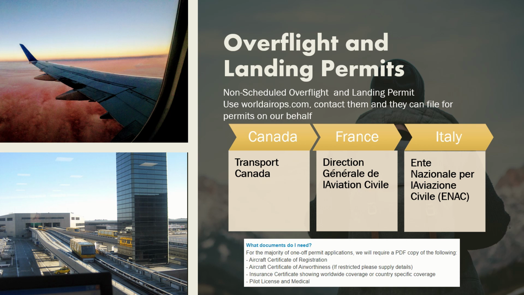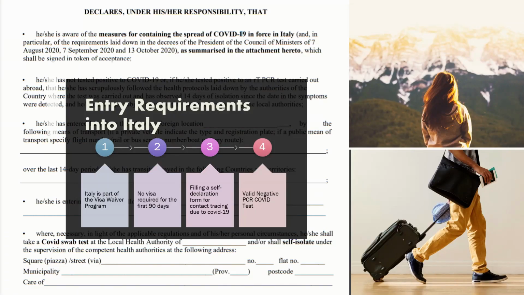We'll be filing for non-scheduled permits, and the requirements for this include the aircraft certificate of registration, certificate of airworthiness, insurance documents showing worldwide coverage and country-specific coverage. We'd also need to have the pilot license and medical with the crew. Upon landing in Italy, the entry requirements at the port of entry are going to be, we do not need a visa if you're staying for less than 90 days, as Italy is part of the visa waiver program.